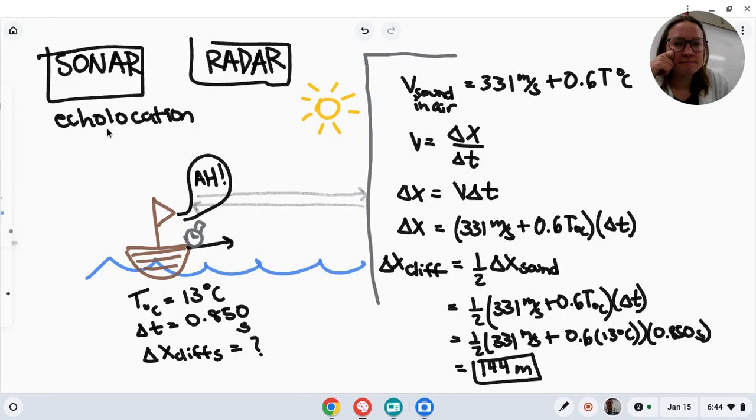Here's the problem. Fighter jets are going crazy, crazy fast. And so if they were using the speed of sound and they were using sound to figure out how far away things are, well, by the time the sound got back to them, they would be there. And that's an issue. So they can't use sonar, they can't use sound. They have to use light instead, which goes way, way faster than a fighter jet.